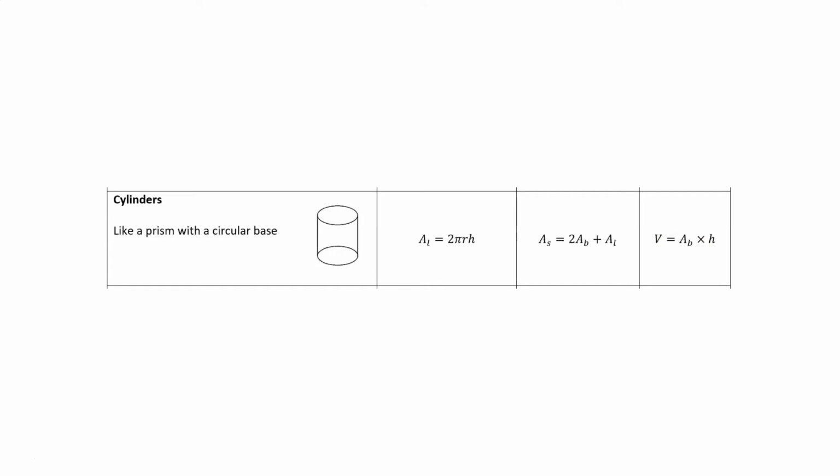A cylinder is like a prism, but it has a circular base. In this case, the lateral area is 2 times pi times the radius times the height. The surface area is equal to 2 times the area of the base plus the lateral area. The volume is equal to the area of the base times the height.